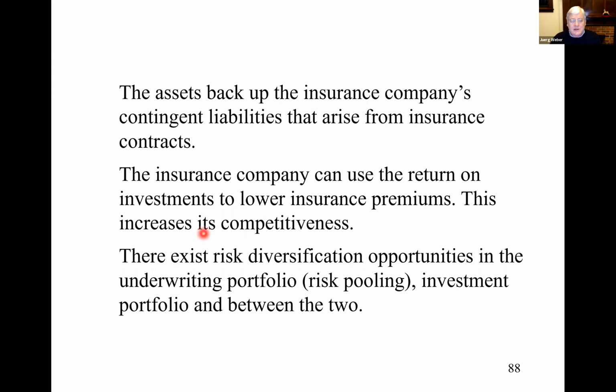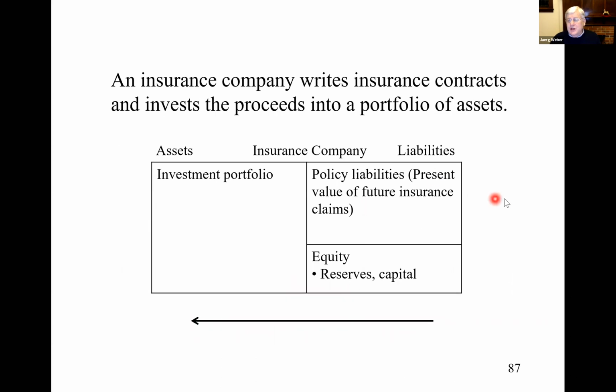Now we have risk diversification opportunities here in the so-called underwriting portfolio. That's risk pooling. Naturally, a lot of people will buy insurance, and not everybody will get sick on the same day. So here we have risk diversification. Or not all the houses burn down on the same day. Naturally, we also have risk diversification here on the left side, amongst the assets of the insurance company. It will invest in different types of assets, not just in a single one. And so also here we have risk diversification.